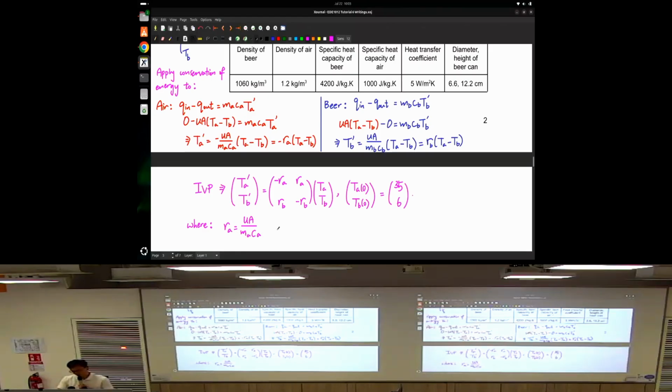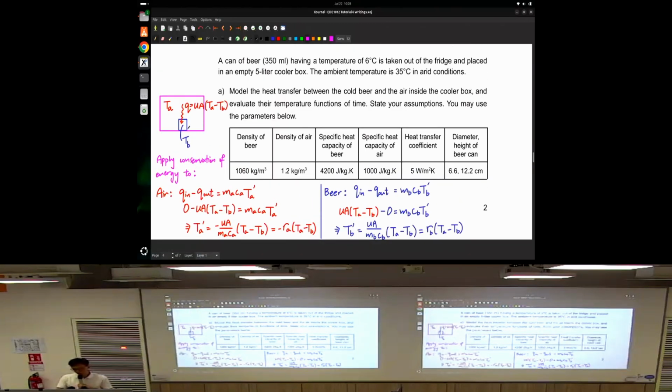But this MA, you have to be careful. MA must be the density of the air multiplied by the volume of the air. So it must be rho air multiplied by the volume of the air. The density is just 1.2 kg per meter cube. But then the volume, you have to take the volume of the cooler box minus the volume of the beer.